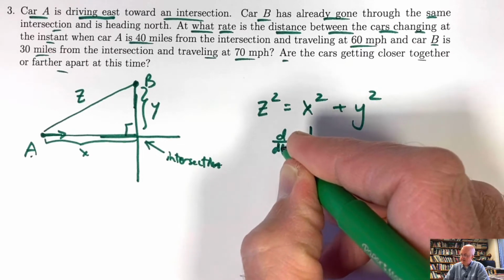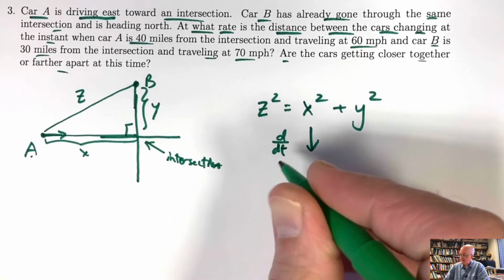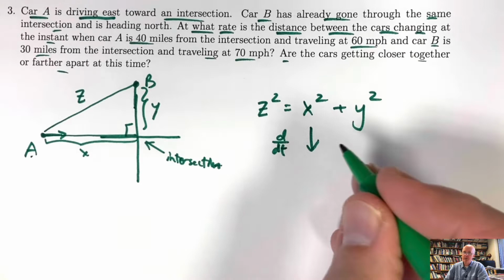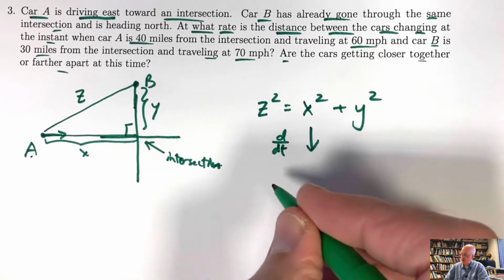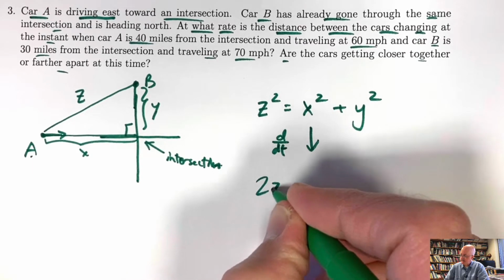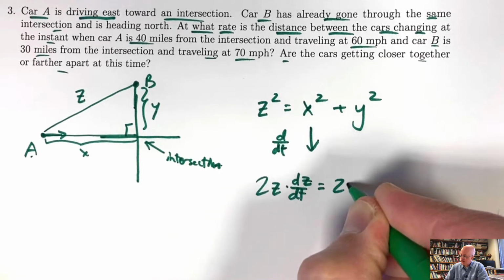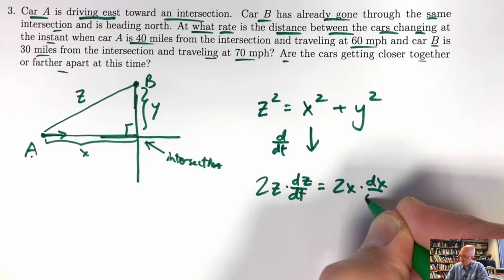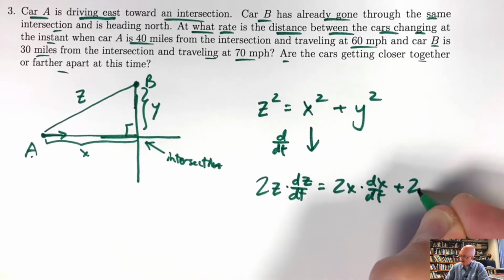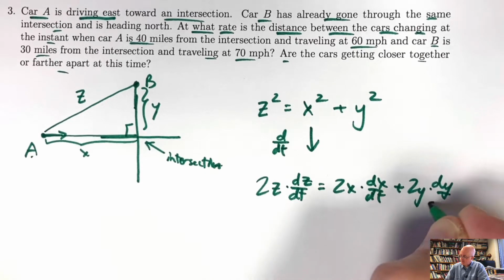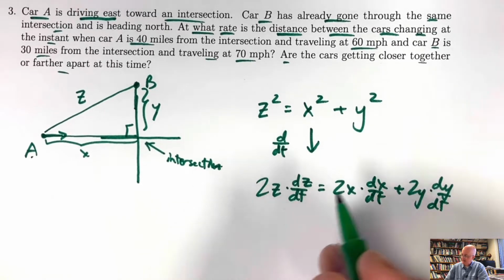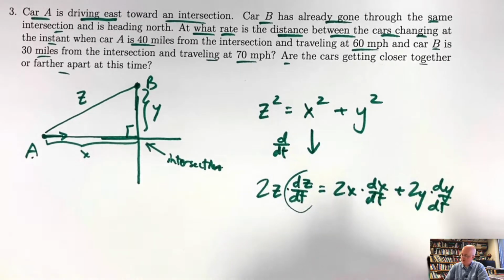I'm writing the d/dt, but you wouldn't have to, just to emphasize that, and I need the chain rule in the same way with each one of these terms. I'll get 2z times dz/dt equals 2x times dx/dt plus 2y times dy/dt. We want to know dz/dt. That's what we want to find.